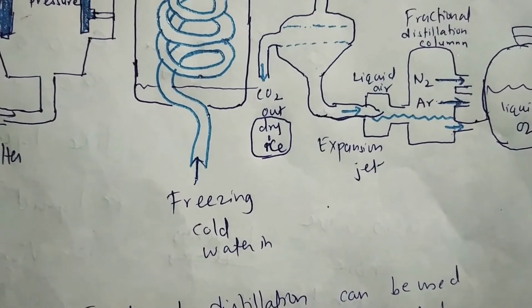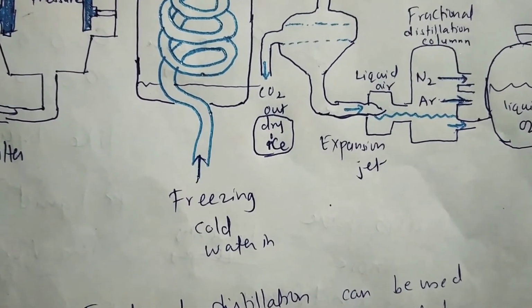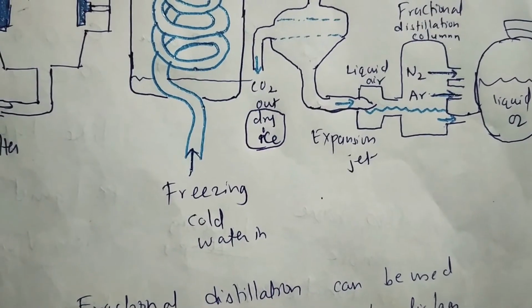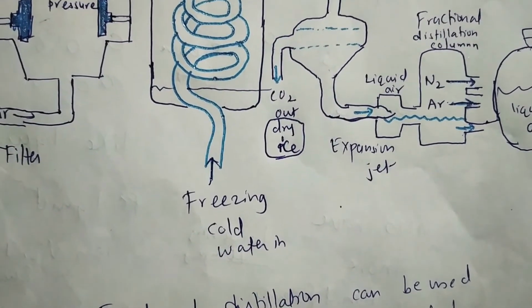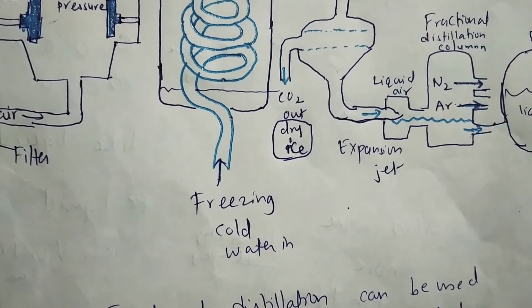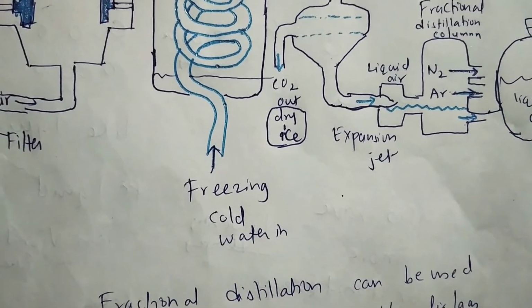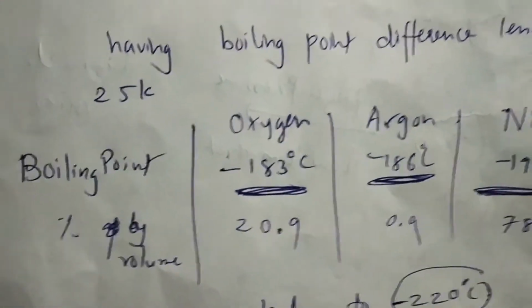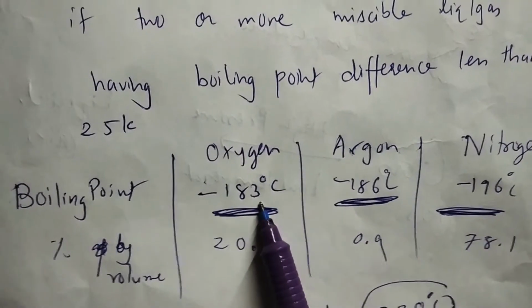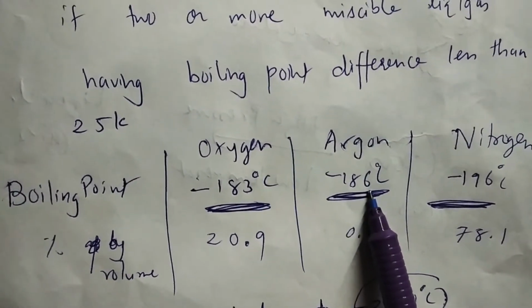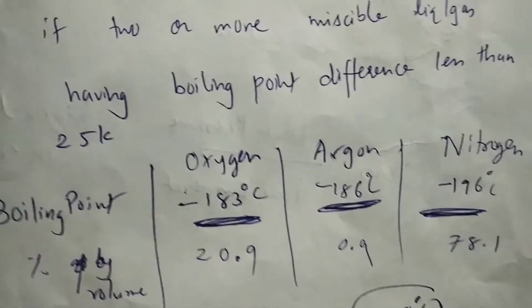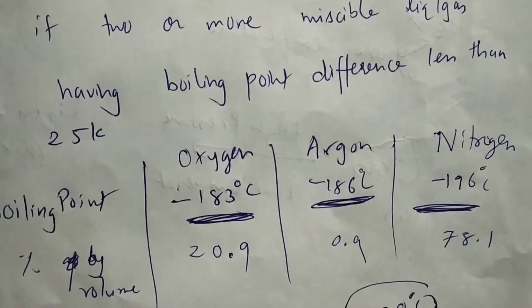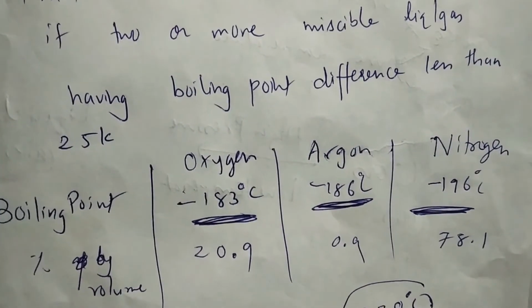Different miscible gases or liquid components were separated which were having boiling point difference less than 25 degree or 25 Kelvin. For example, look over here. Oxygen boiling point is -183, argon is having -186, nitrogen is having -196. So these are the three major components of air: nitrogen, oxygen and argon.